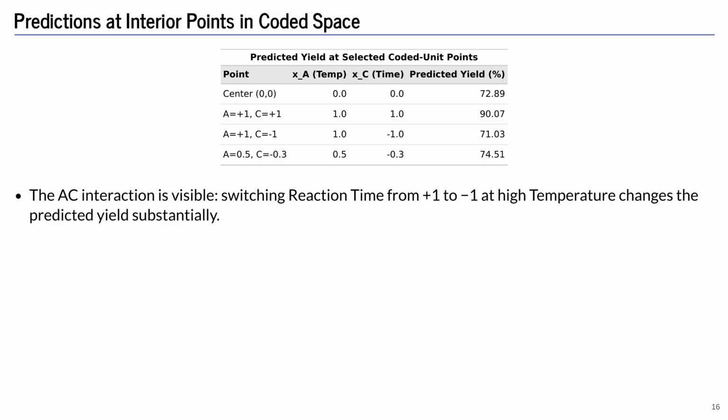The fourth row, temperature at 0.5, reaction time at negative 0.3, gives a predicted yield of 74.5%. That point was never run in the experiment. The equation is interpolating inside the design space, which is exactly what it is designed to do. This is the practical payoff. You can now answer questions about conditions you did not physically test, as long as you stay within the range of the factors you varied.